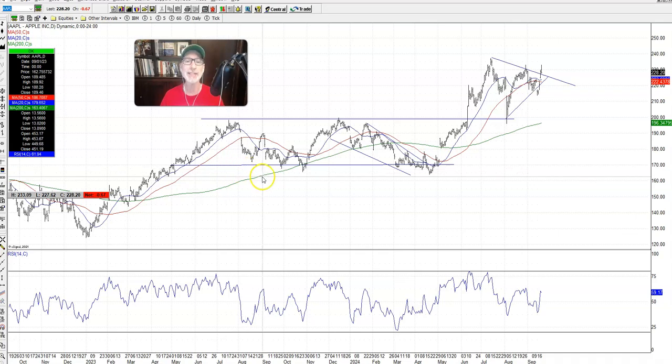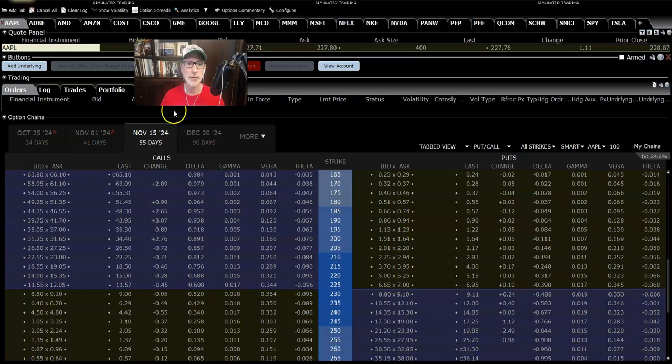And the way I play it is by selling what's called an out of the money put option. If Apple's at $228, I'm banking on it not falling all the way down to $165. And I can make an options trade based on that. Well, how do you do that? So let's pull up our option chain here.